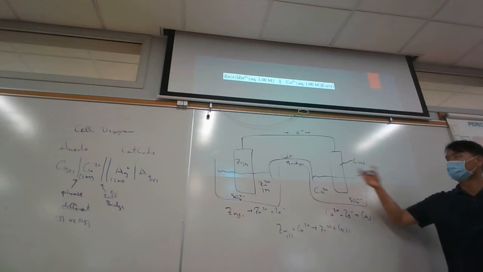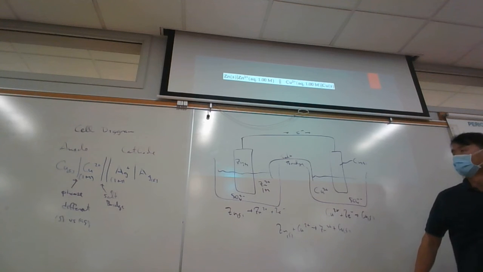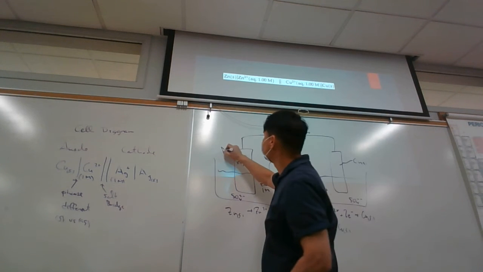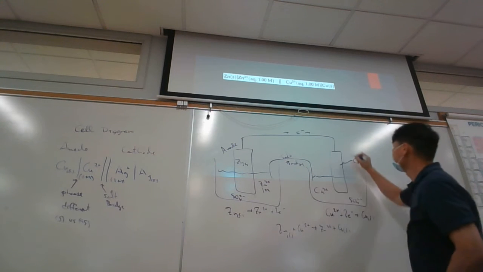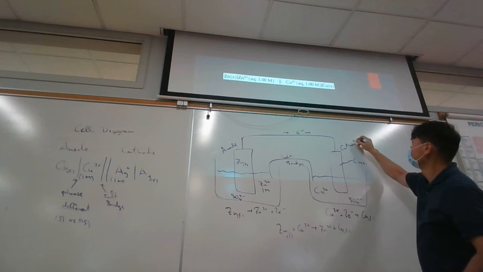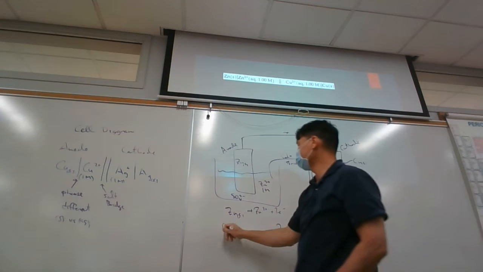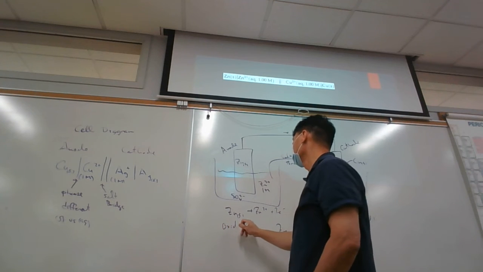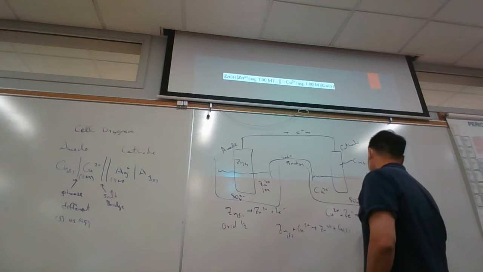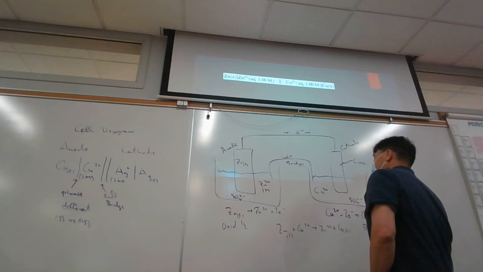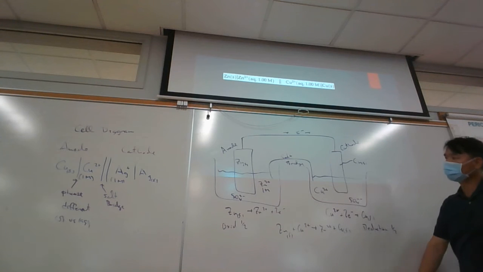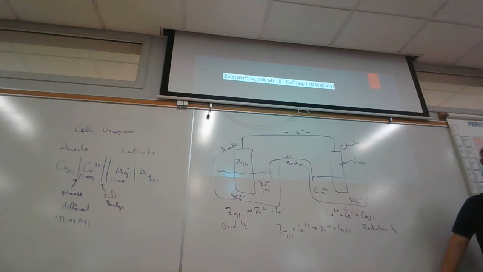And so this would be your battery here. And we could label it. This is the anode. This is the cathode here. And over here we have the oxidation half. Over here we have the reduction half. Oxidation is loss. Reduction is gain of electrons.